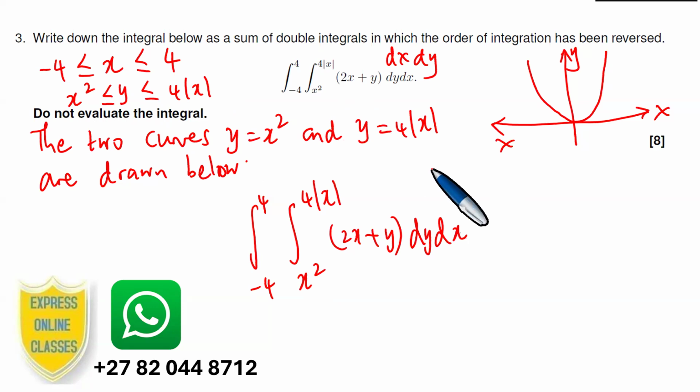We therefore proceed as follows. Looking at this particular integral here, we note that this is the curve y equals x squared. That has been drawn. But you also have y equals 4 times the modulus of x. It's just the same as the absolute value function, but multiplied by 4. So you have something like this. And therefore, the line here becomes exactly y equals 4 times the modulus of x.